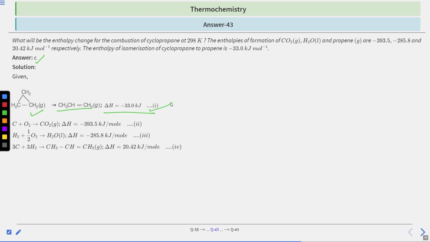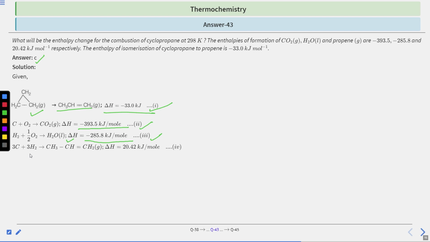Let's suppose this is the first reaction. Now the enthalpy of formation of CO2 is given, so C plus O2 will give you CO2, and del H will be minus 393.5 kilojoule per mole for this reaction. Let's suppose this reaction is second. Now the enthalpy of formation of H2O is also given, so H2 plus half of O2 will give you H2O, and the enthalpy is given as minus 285.8 kilojoule per mole, and this is, let's suppose, the third reaction.